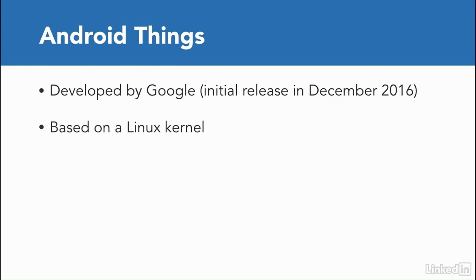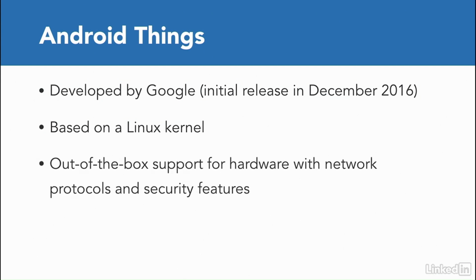Android Things is based on a Linux kernel with the hardware abstraction layer and additional Java API framework and libraries sitting on top of them. It has out-of-the-box support for Bluetooth or IEEE 802.15.4, as well as Wi-Fi and Ethernet and transport communication protocols.